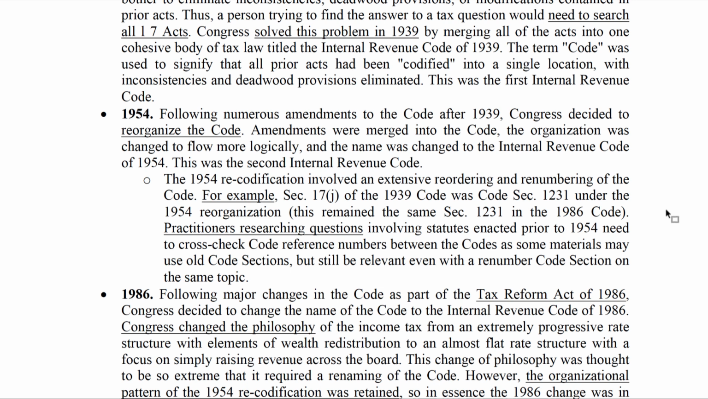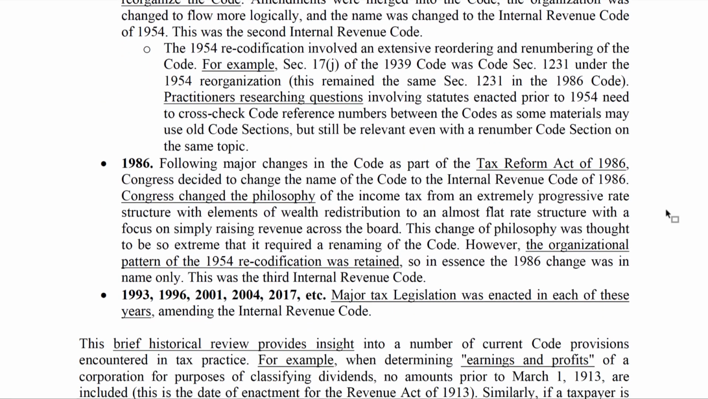Code section 1231 has been around for a long time. The idea has been around for a long time. The application has been around for a long time. So provisions you find prior to the 1954 tax code using section 17J, they still can be used today, even though code section 1231 is now the proper code section. It's been that way since 1954. Okay, so that's our second tax code. In 1986, we have our third tax code.